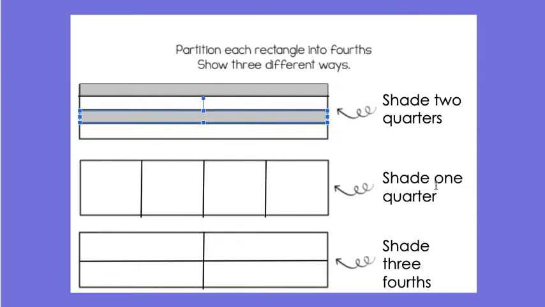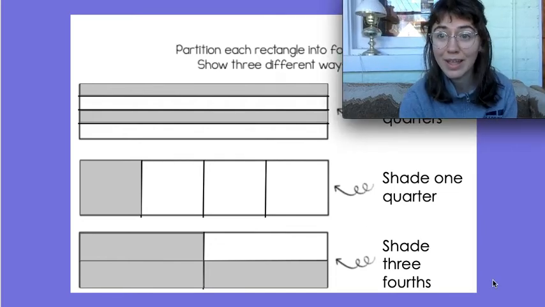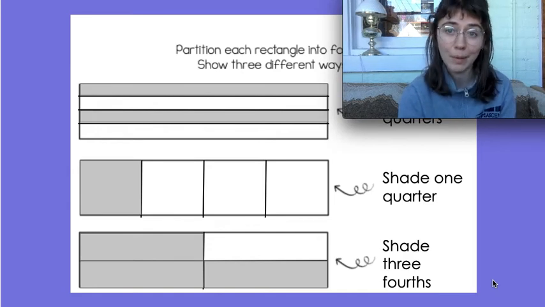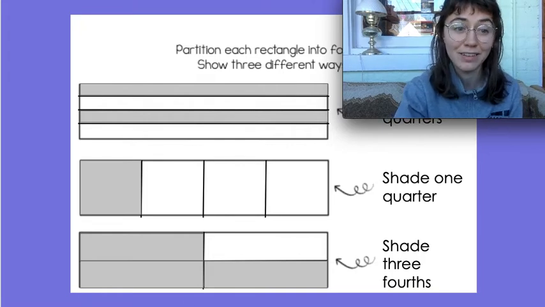Down here it says shade 1/4, so go ahead and shade 1/4 here. You could pick whichever one you want. I picked this one. Then the last one says shade in 3/4, so go ahead and pick 3 of these fourths to shade in. You might have noticed that I said fourths here and quarter here. Quarter and fourths mean the same thing. It just means 1 part when the shape is broken into 4 equal parts. But sometimes people say quarter, sometimes people say fourths. So just be on the lookout for that.